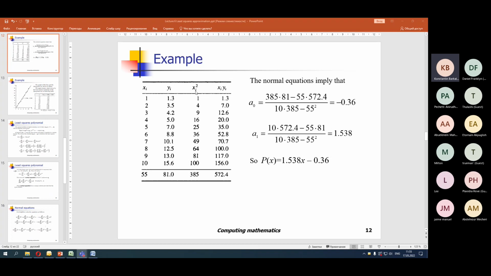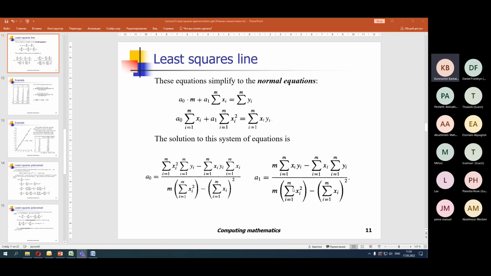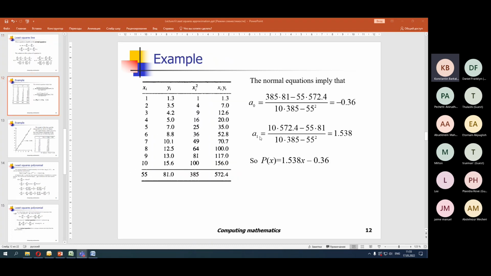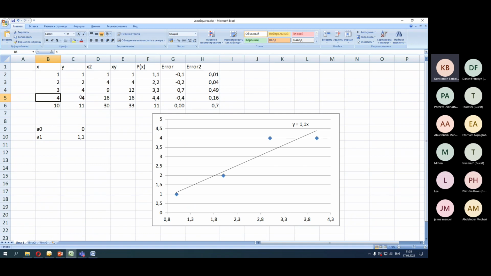X, Y, X square, and xi, yi. We should compute these values. And after that, we should substitute these values into these formulas and find the coefficients a0 and a1. I already did it, and I will show you the result.